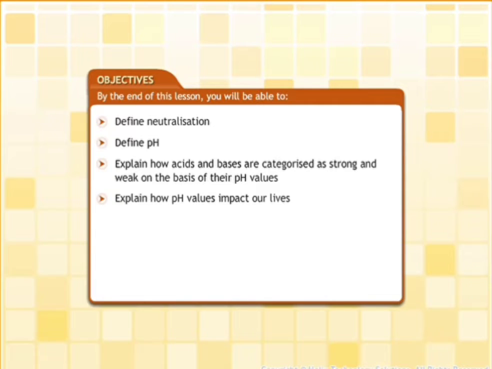This lesson is about the classification of acids and bases into strong or weak on the basis of their pH values. By the end of this lesson, you will be able to define neutralization, define pH, explain how acids and bases are categorized as strong and weak on the basis of their pH values, and explain how pH values impact our lives.